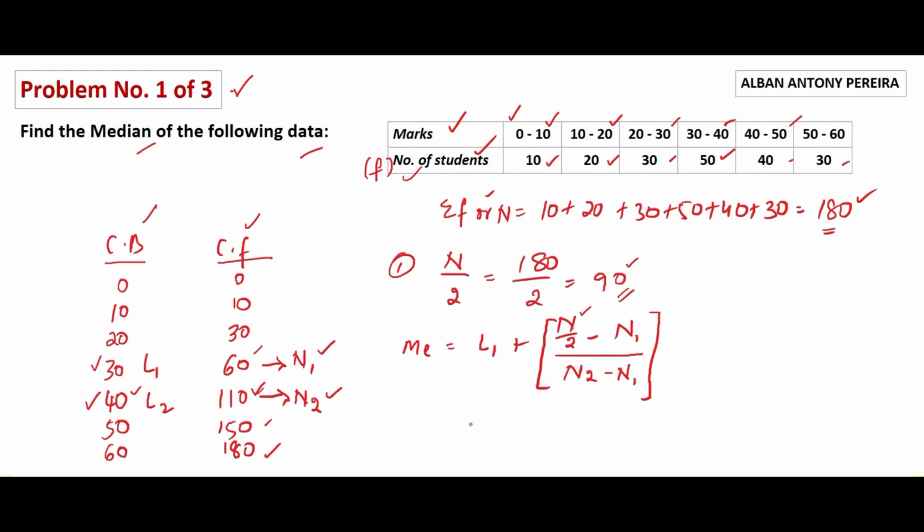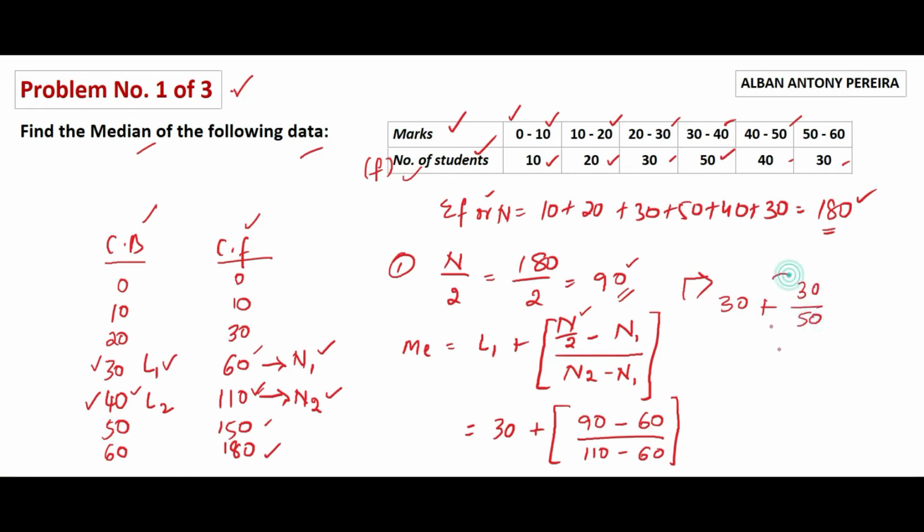Now substitute the values in the formula. We have just found out L1. Median is equal to 30 plus, bracket open, n divided by 2 is 90 minus n1 is 60, divided by n2 is 110 minus n1 is 60. Okay, so I'll continue here. 30 plus 90 minus 60 is equal to 30, divided by 50. 110 minus 60 becomes 50.